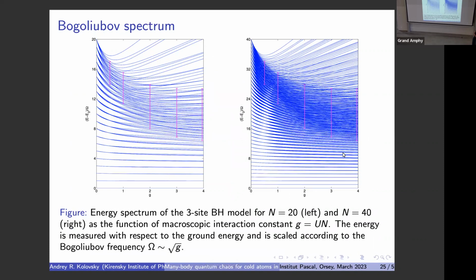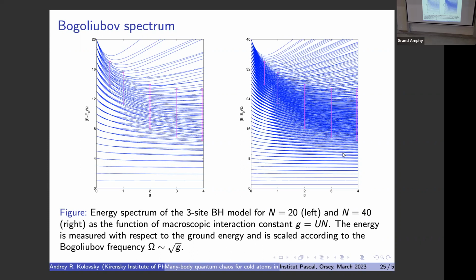This is the three-site Bose-Hubbard model, only three sites. Here is the energy flow when I change the interaction constant. Considering 20 particles to the left, 40 particles to the right. These are all the energy levels of this system for 20 particles as I increase the interactions. So you expect the Wigner-Dyson statistics here.